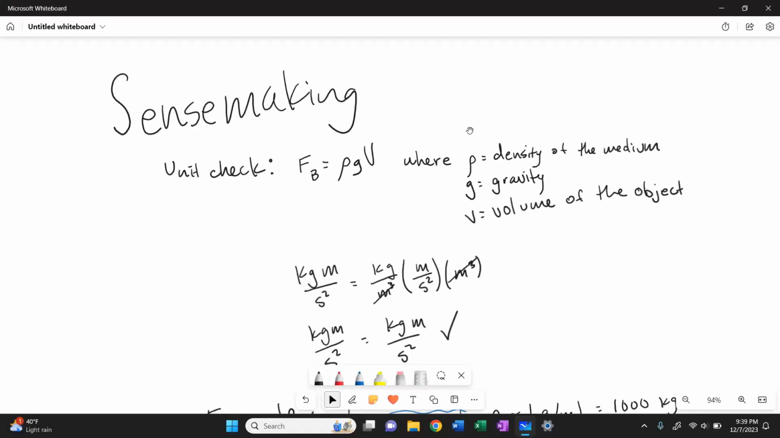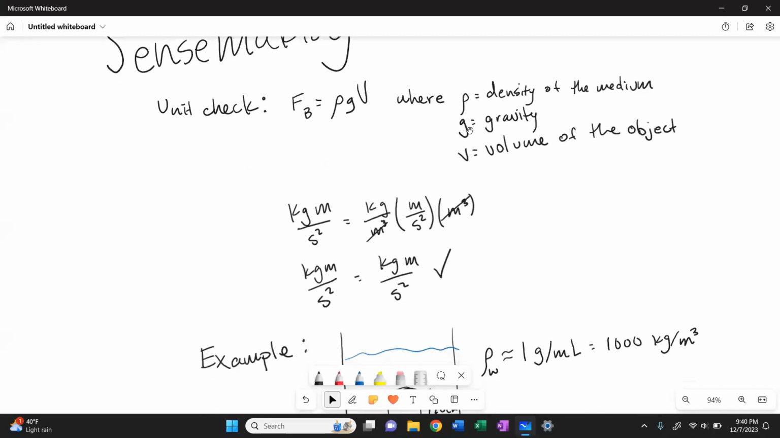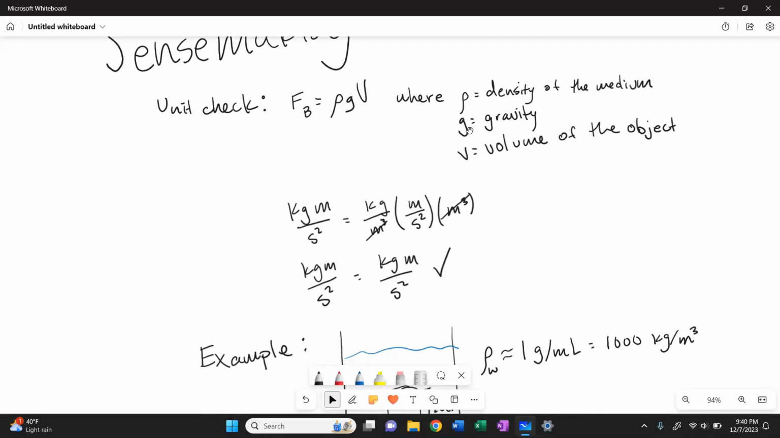We'll do some sense making now for the equation for force of buoyancy. So we know that force of buoyancy is equal to density of the medium times gravity times the volume of the object. The units of density are kilograms per meter cubed. Gravity will be meters per second squared, as we learned earlier. And then volume will just be meters cubed. So we have meters cubed in the numerator and meters cubed in the denominator to cancel off, and we're left with kilograms meters per second squared is equal to kilograms meters per second squared.